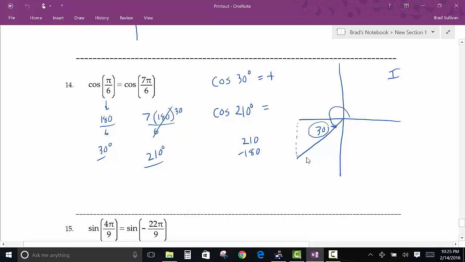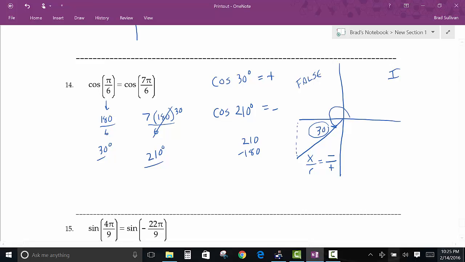Well, the thing is, remember the cosine's definition is x over r, and if you're in quadrant 3, x is negative, and then r is positive. So that means you're going to get a negative answer. So that means the answer to this problem is going to be false.